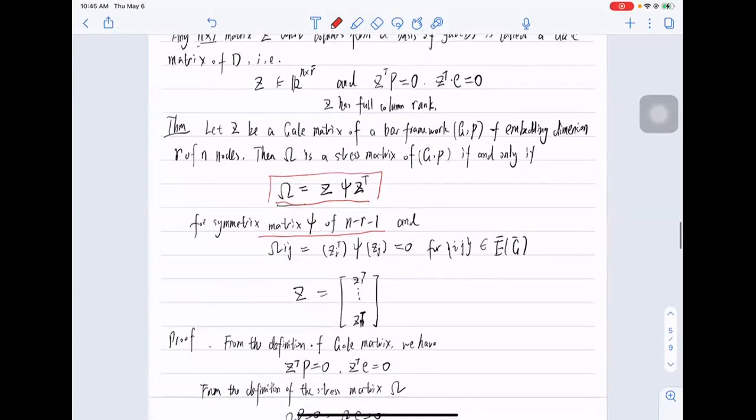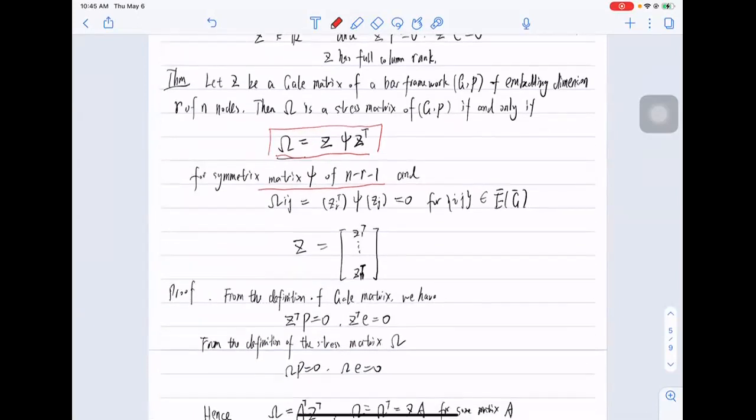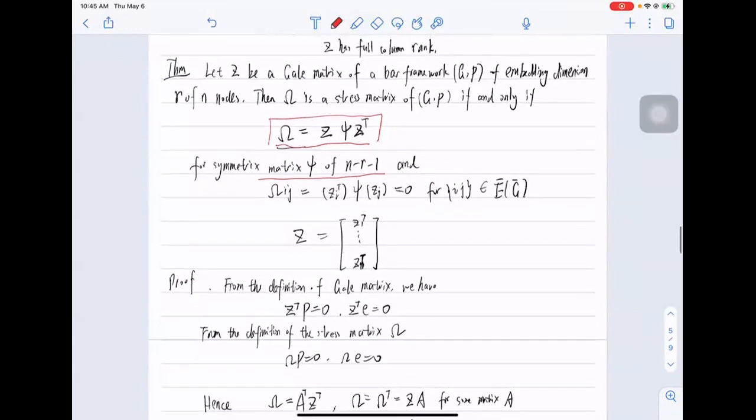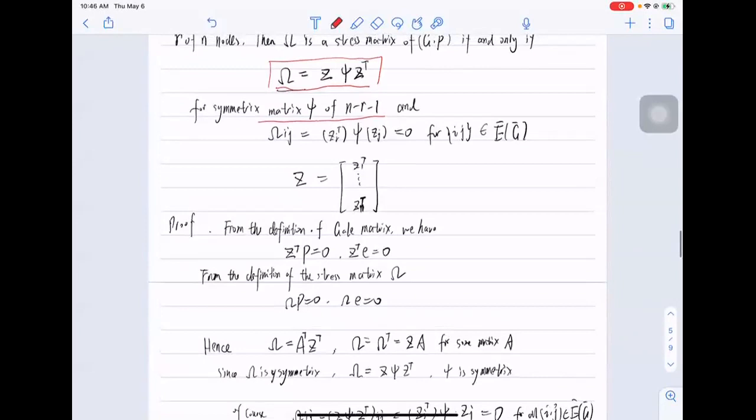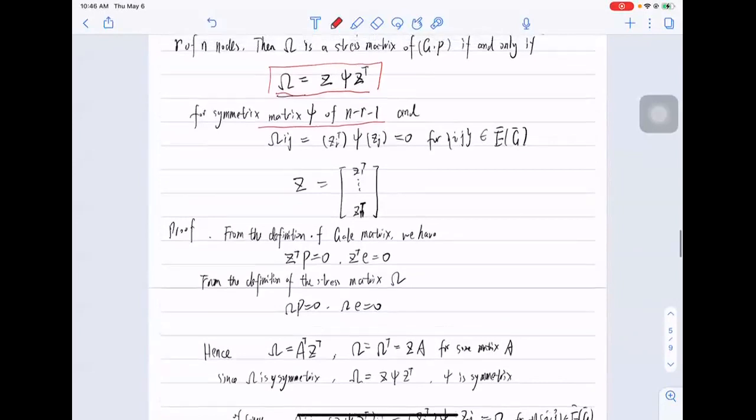Okay. Later I will show you an example of how we compute this: how can we compute the stress matrix using the Gale matrix, given a bi-framework. So yeah, this is the proof of the theorem.